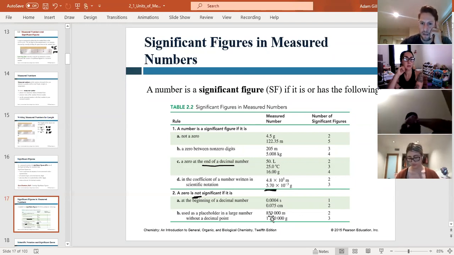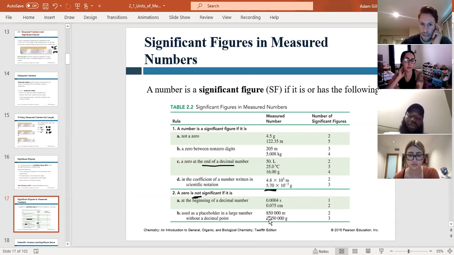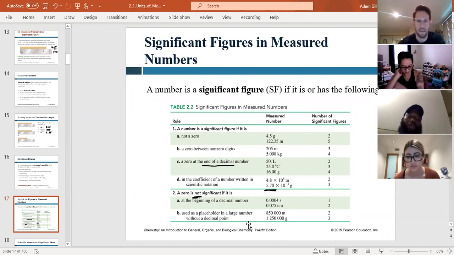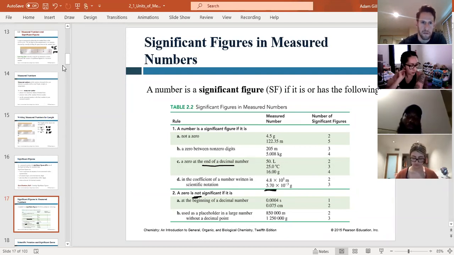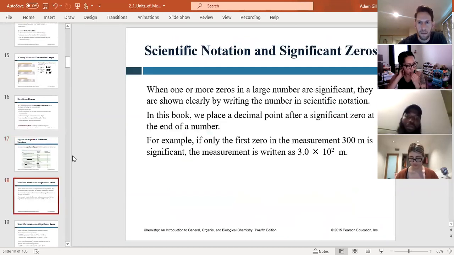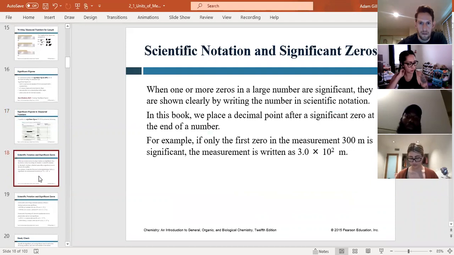Now, if the zeros are at the end and there's no decimal, they're also not significant. So like 850,000 only has 2 sig figs. 1,250,000 only has 3 sig figs. Okay. Now, if there was a decimal at the end, those would count. But if there's no decimal, then they don't count. Okay. So I'm not going to grill you guys about these technicalities, but these are the rules for sig figs.